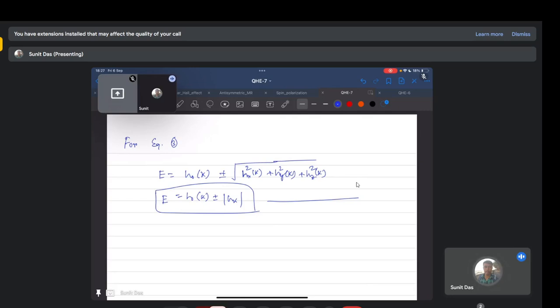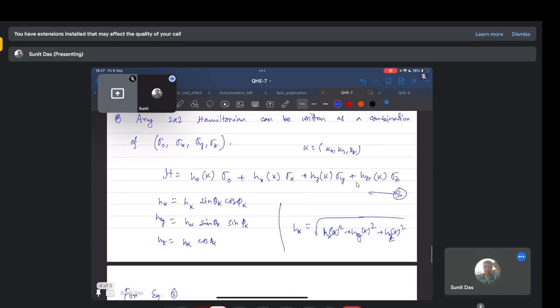Given any 2 by 2 Hamiltonian, you just need to figure out or segregate the terms with sigma 0, sigma x, sigma y, sigma z, and any of them can be 0 as well.